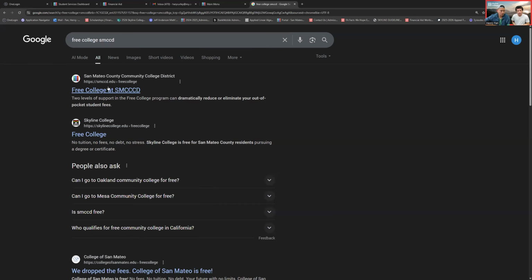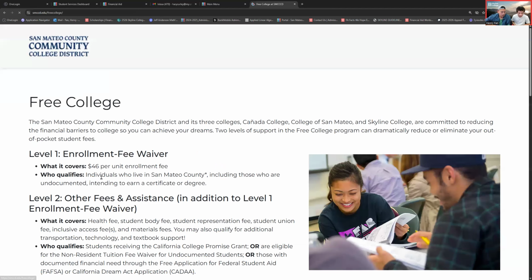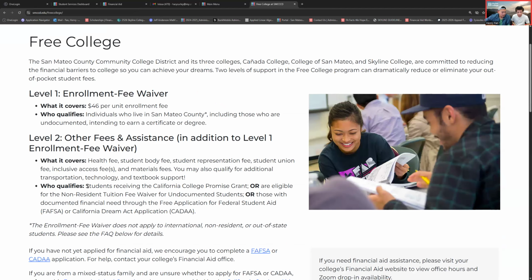It's actually much more. So when we apply for financial aid, this is one of the motivations and reasons why it's worth doing. We actually get level two free college support, which includes transportation, technology, and textbooks. Do you want to speak to that real quickly? Oh yeah.